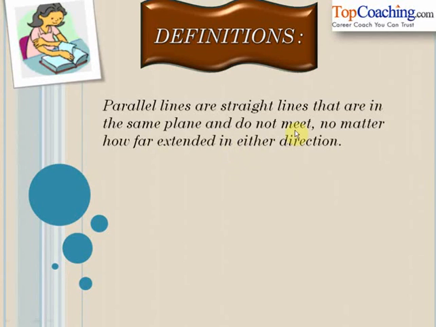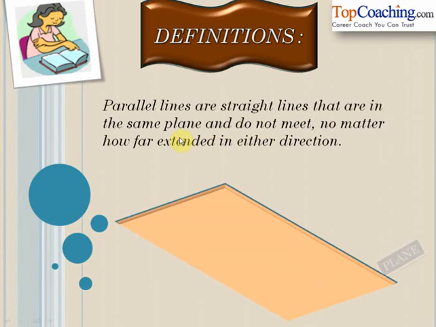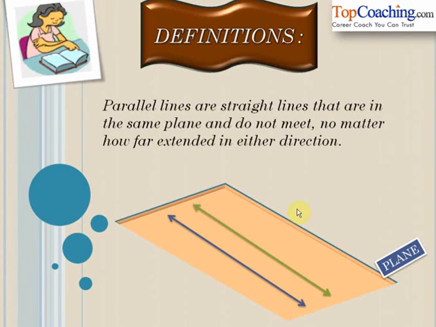Now, parallel lines are straight lines that are in the same plane and do not meet, no matter how far extended in either direction. So we can say that if we have a plane and this is the first line and this is the second line, now these 2 lines are parallel to each other because if we extend them infinitely, then they do not meet. So lines which do not meet each other are known as parallel lines. Two lines in the same plane which do not intersect with each other are known as parallel lines. In this case, the blue line and the green line are both parallel to each other.